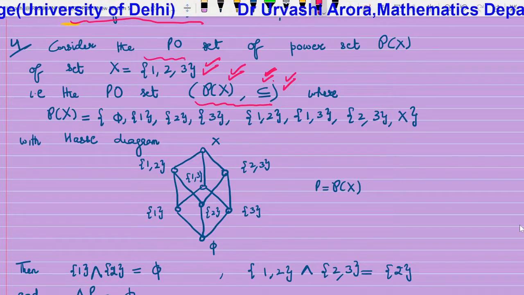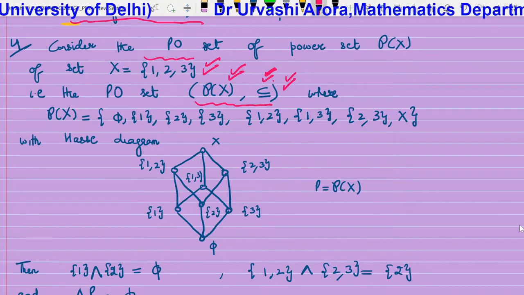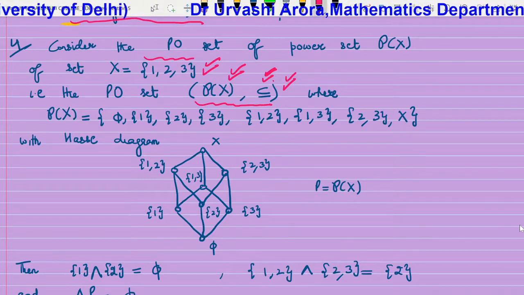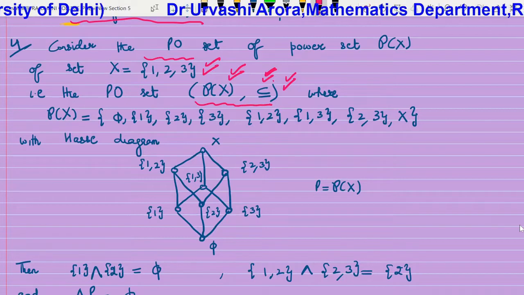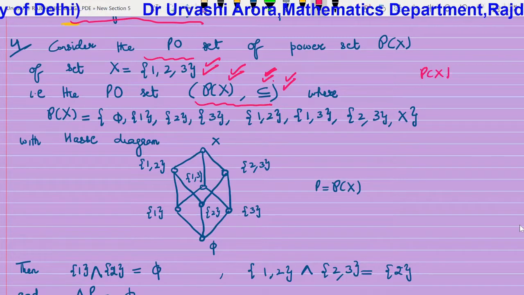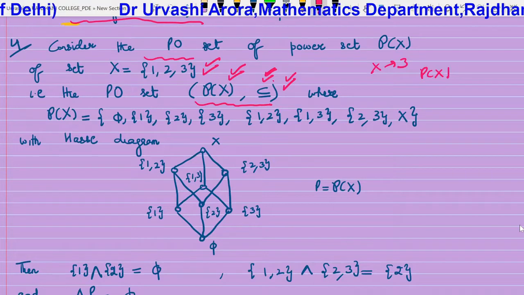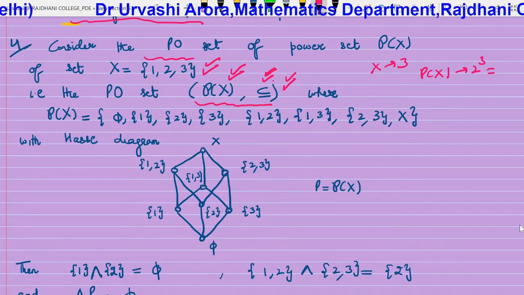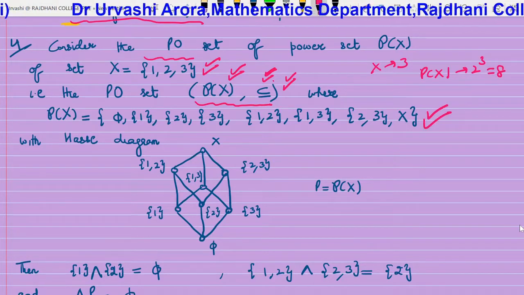In particular, if you take capital X to be equal to {1, 2, 3}, the set consisting of 3 elements, then in that case the power set of X, because X has 3 elements, has 2 to the power 3, which is 8 elements, and which are listed over here.